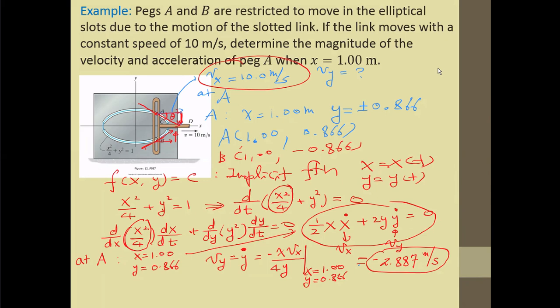All right. Now the magnitude of velocity at A is the square root of the velocity x component squared plus the velocity y component squared. So you plug in velocity x component 10, velocity y component negative 2.887, square them, add them, and take the square root of it. That turns out to be 10.4.